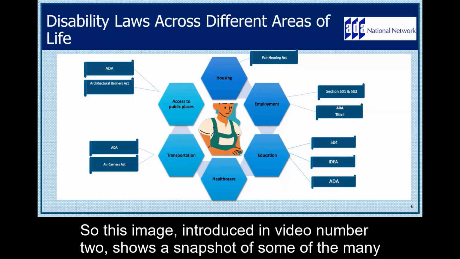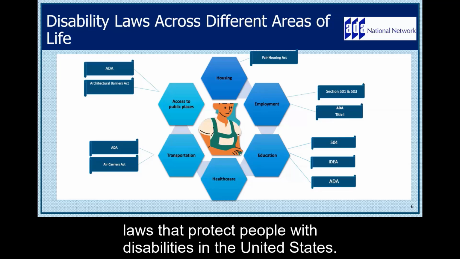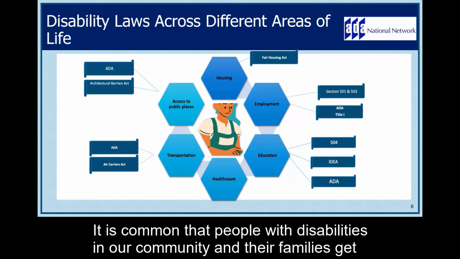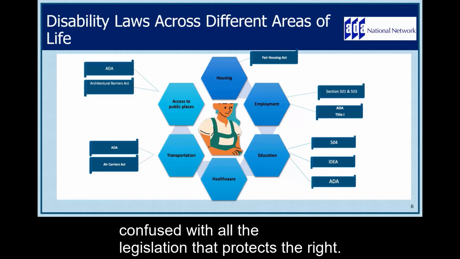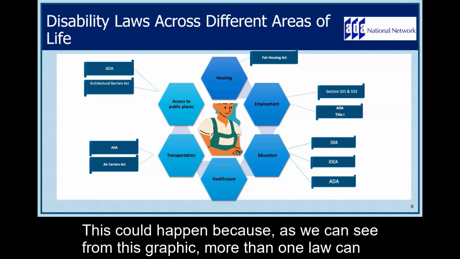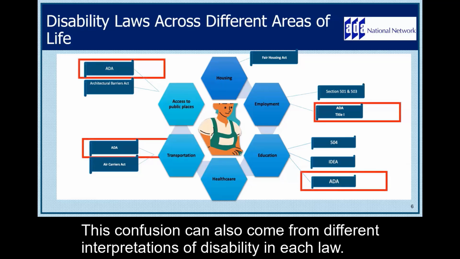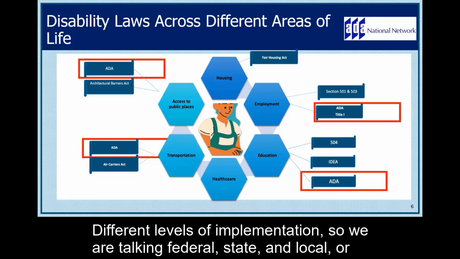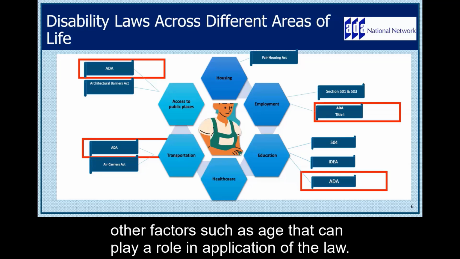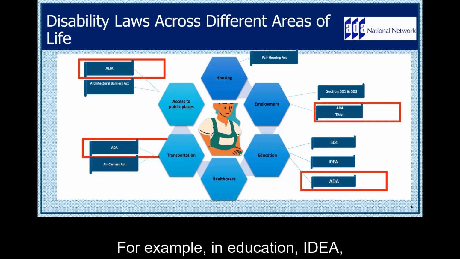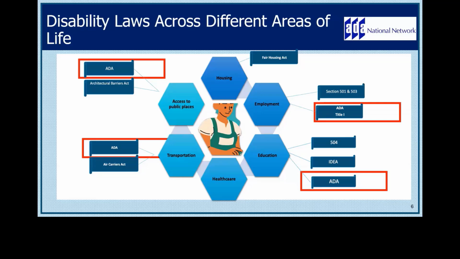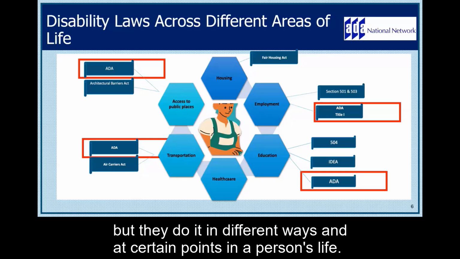Slide number 6. So this image, introduced in video number 2, shows a snapshot of some of the main laws that protect people with disabilities in the United States. It is common that people with disabilities in our community and their families get confused with all the legislation that protects their rights. This could happen because, as we can see from this graphic, more than one law can apply to the same area. This confusion can also come from different interpretations of disability in each law, different levels of implementation, so we're talking federal, state, and local, or other factors such as age that can play a role in application of the law. For example, in education, IDEA, 504, the Rehabilitation Act, and ADA all apply, but they do it in a different way and at certain points in a person's life.